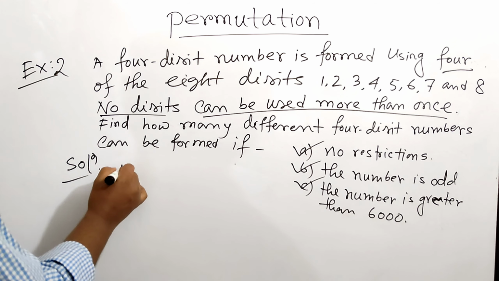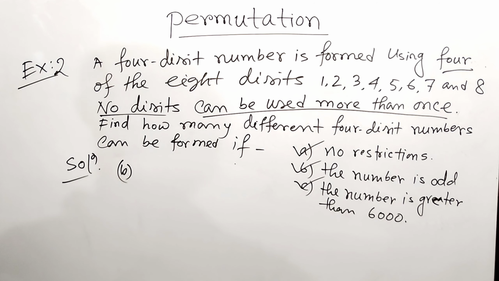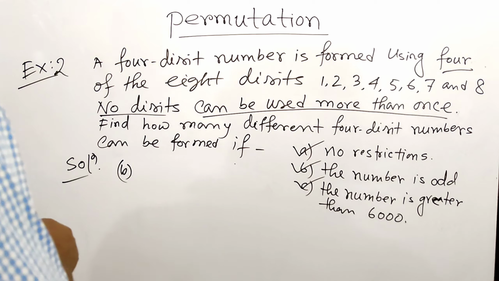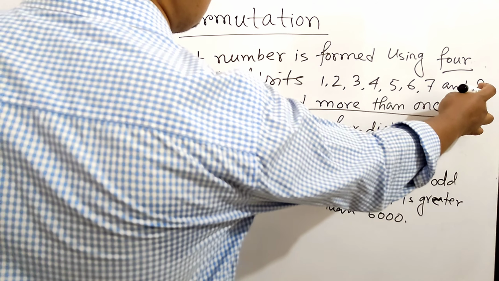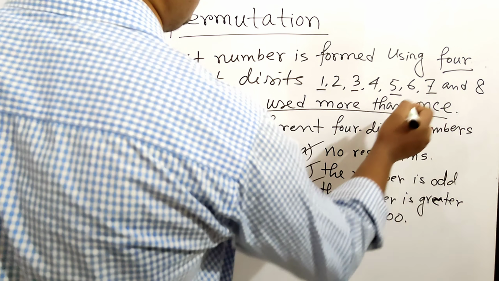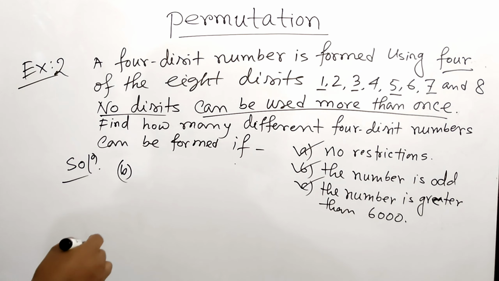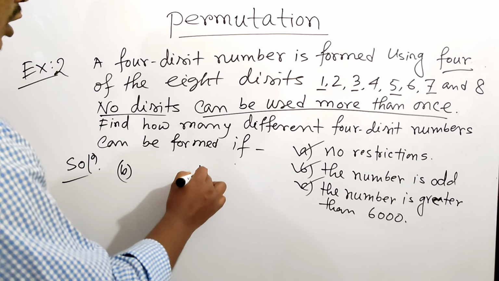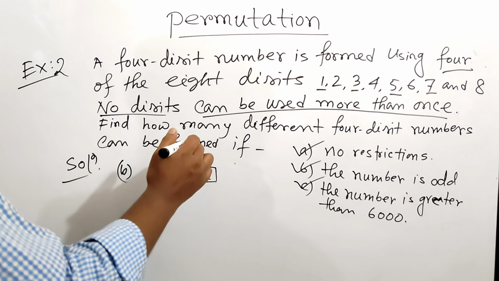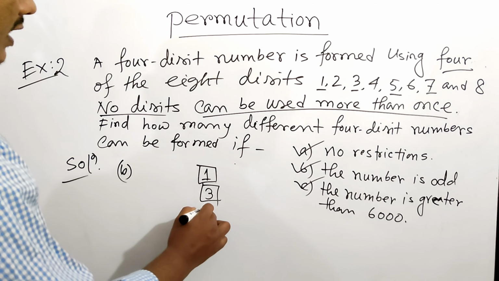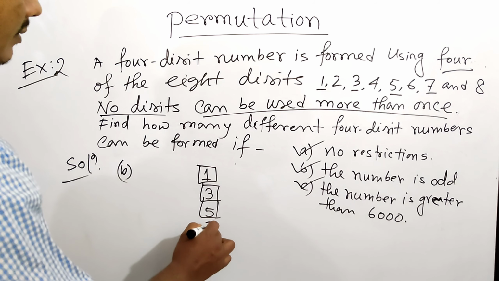Now look at number B. The number is odd, so the condition is you take the digits, but the number should be odd. Out of these 8 digits, how many are odd? 1, 3, 5 and 7. There are 4 odd numbers. That means when you take the digits, you must keep an odd number at the last position. You can keep 1, 3, 5, or 7.